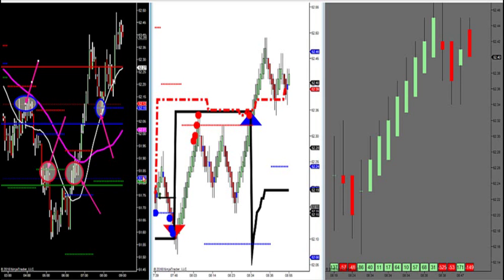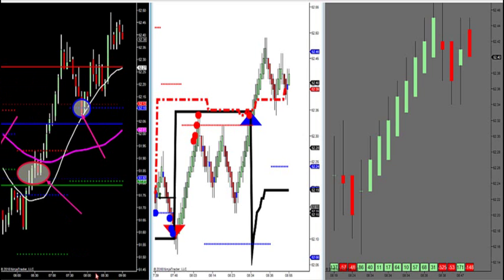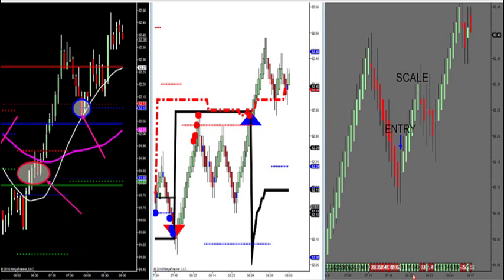All right, let's take a look at crude oil. Nice long here in our last long side setup. Really nice long. Let's take a look at it.